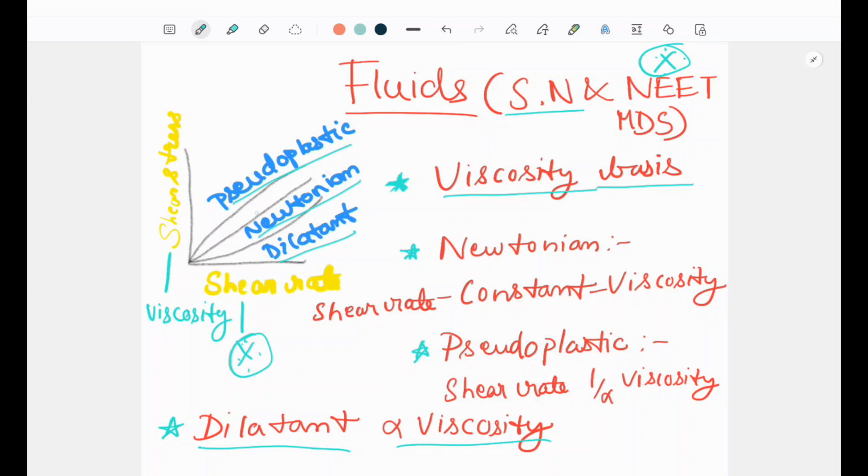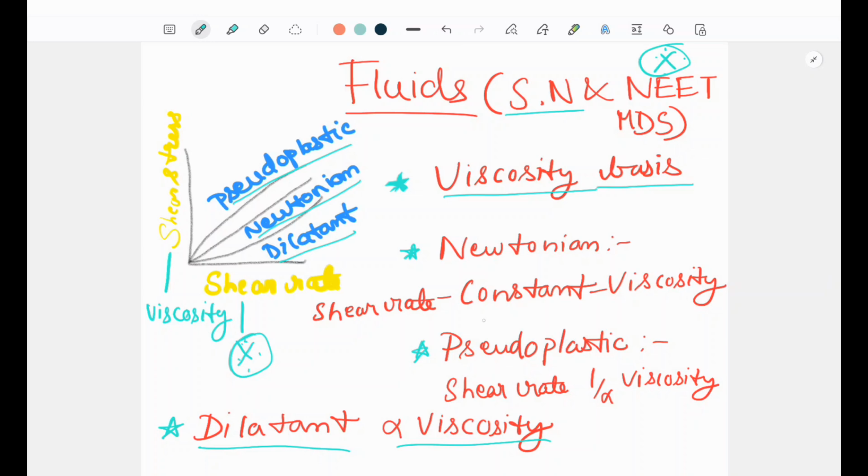Actually, what happens is when the shear rate is applied, pseudoplastic fluids will behave totally opposite. They will behave inversely. If the shear rate is increased, the viscosity of the pseudoplastic materials will decrease. When the shear rate is decreased, the viscosity of the pseudoplastic fluids is increased. So it's inversely proportional. You can very well get it from this diagram. Okay, so let me tell some examples for each of them.